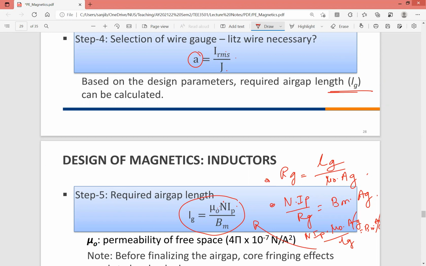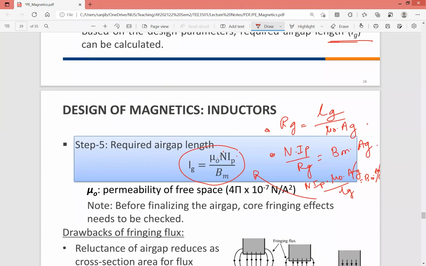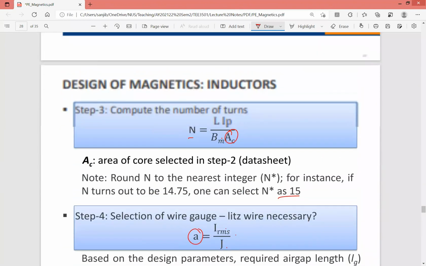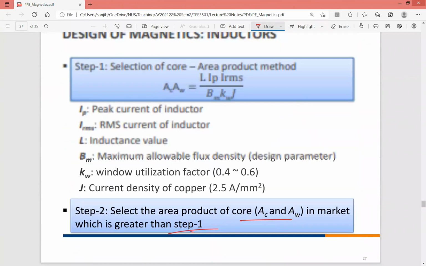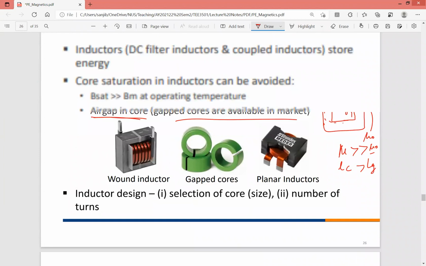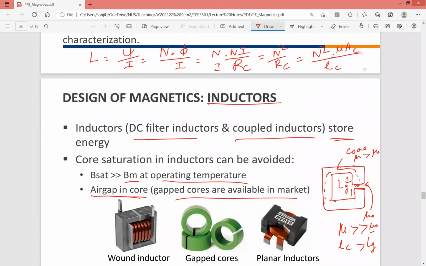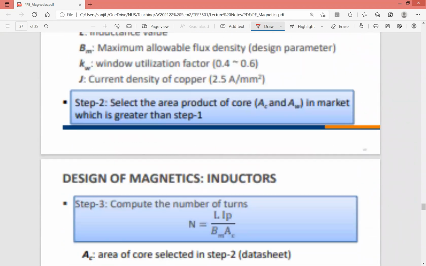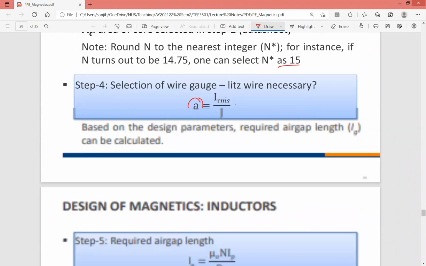Now, how do you introduce the length of the air gap? Typically you have to cut off that kind of gap from the core, like what I was showing just now. Or maybe you can buy certain cores which are readily available with the air gap.